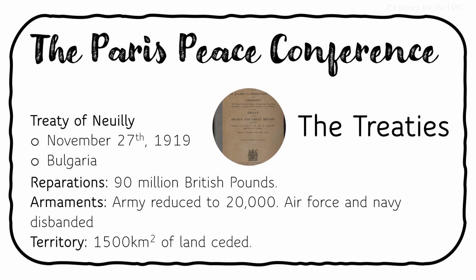Territorially, Neuilly resulted in Bulgaria losing less territory than either Austria or Hungary, around 1,500 square kilometers of land ceded. However, a lot of it was quite significant, industrially significant land, along with access points to the Black Sea.